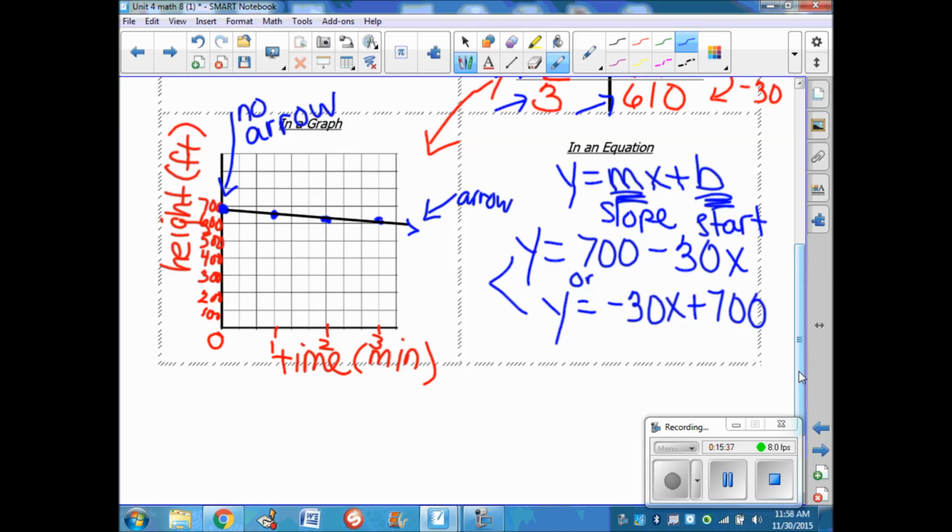We're going to practice this more in class and do 4.7 as well in class. Nice job.